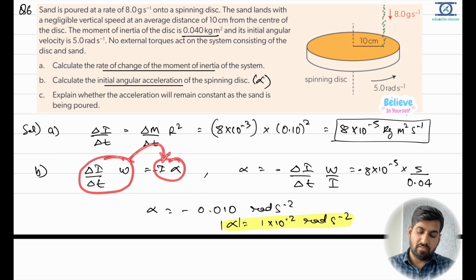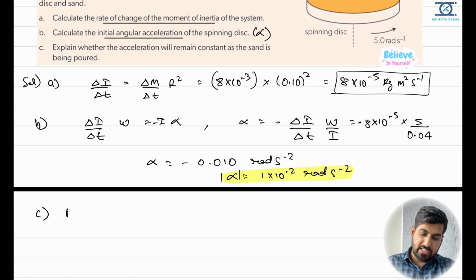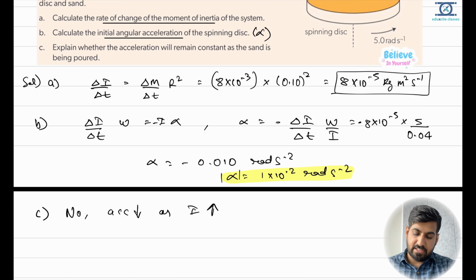Okay, explain whether the acceleration will remain constant as the sand is added. So you can say that no, acceleration will decrease as moment of inertia will increase. You can say moment of inertia is in the denominator. So as mass is added, moment of inertia increases, so the magnitude of acceleration will decrease.